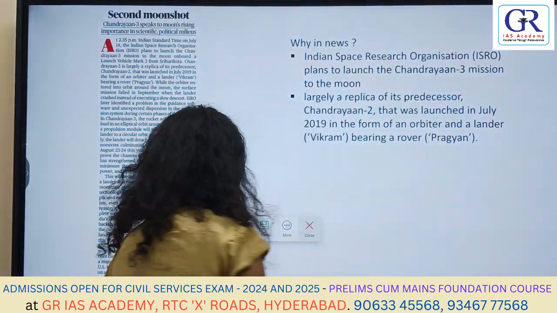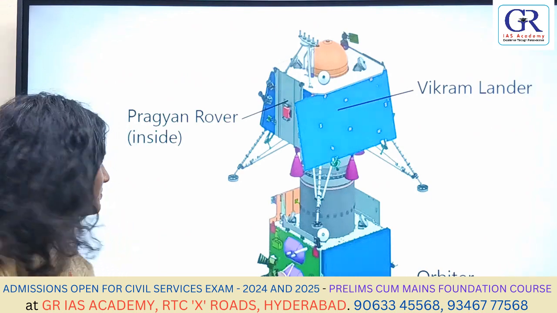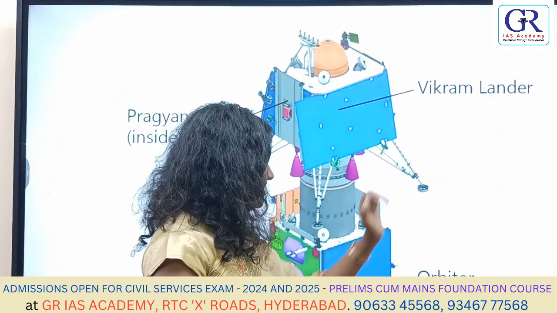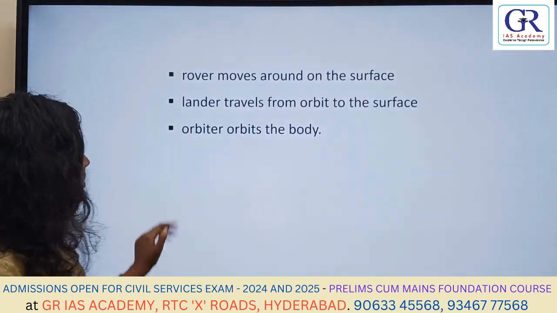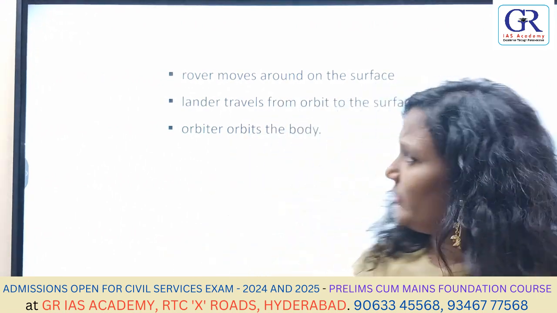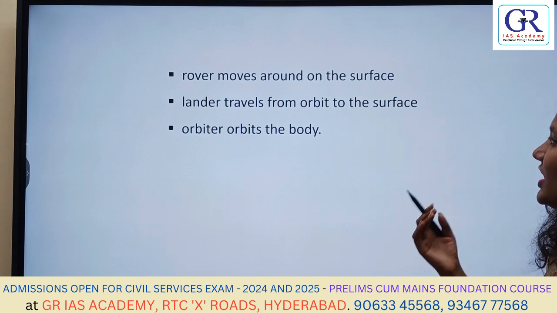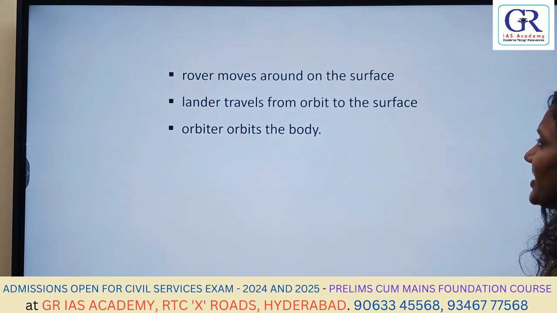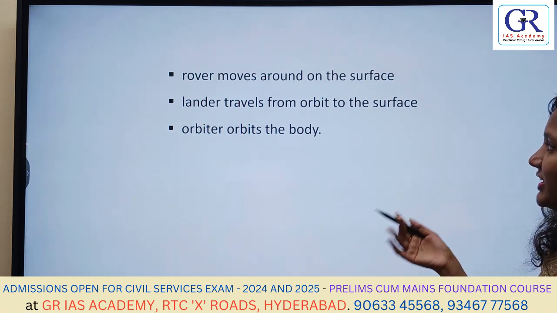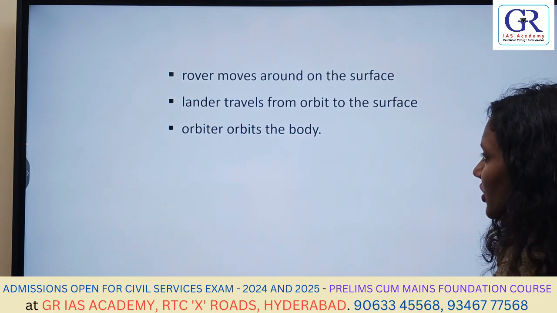Now you can see over here, this is just an image for your reference. Here you can see the rover, the Vikram lander and the orbiter. So what are the differences between all these things? I will explain to you. The rover moves around on the surface. The lander travels from the orbit to the surface. And the orbiter, as the name itself suggests, orbits the body.